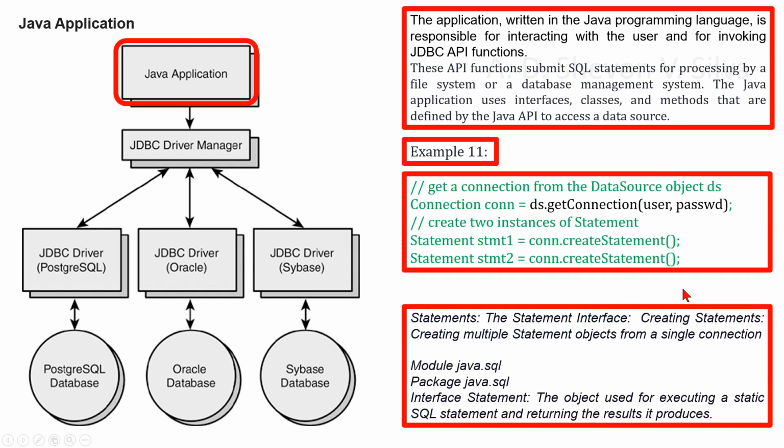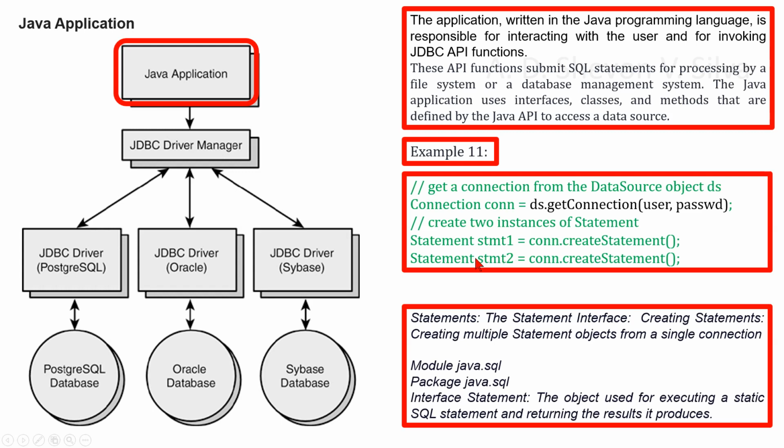Now we are considering creating statements in the Statement interface. Here they are creating multiple statement objects from a single connection. The interface is Statement, in package java.sql, in module java.sql. It is the object used for executing a static SQL statement and returning the results it produces.